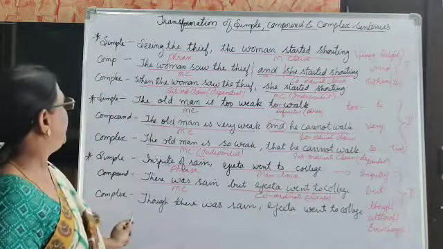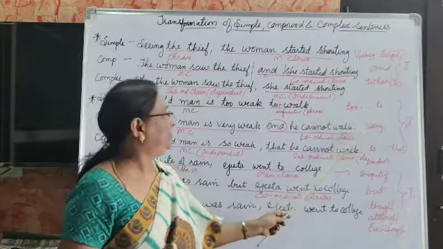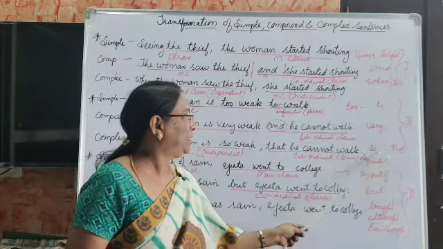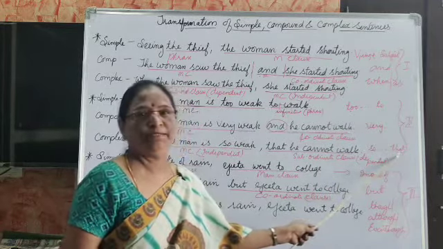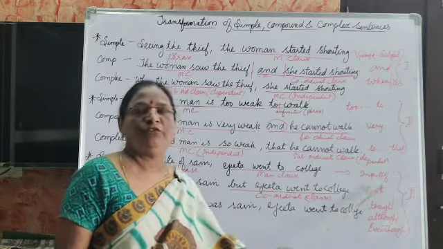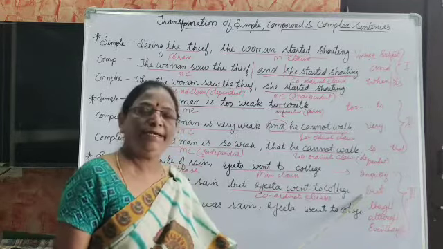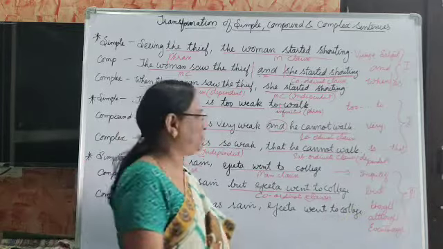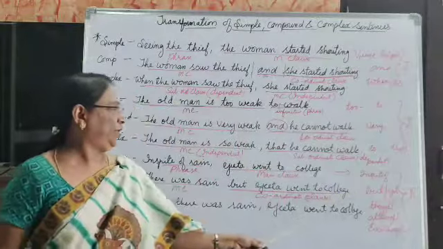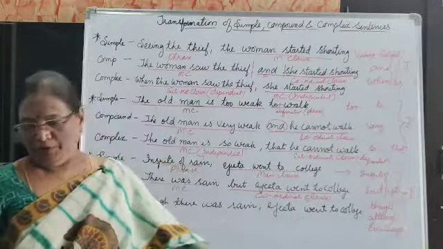In the next model, when we see "to" in simple, we use "very" in compound, and we use "so that" in complex. This is the next rule. And in the third rule, when we see "in spite of," a prepositional phrase in a simple sentence, we use "but it" or "still" in compound, and though, although, even though in complex. Hope you understood.